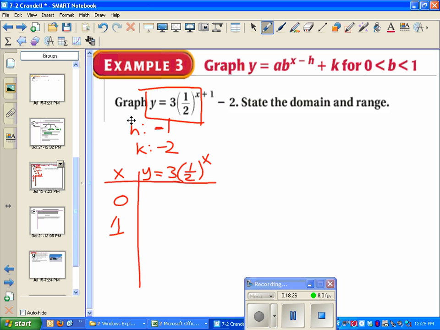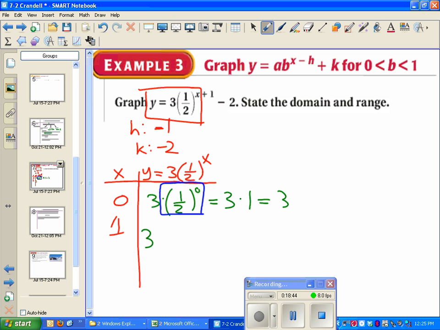All right, so if you got stuck, then I will work it out. So we have 3 times 1/2 to the 0 power. We want to do order of operations, so we do that first. Anything to the 0 power is 1. So this turns out to be 3 times 1, which is 3.